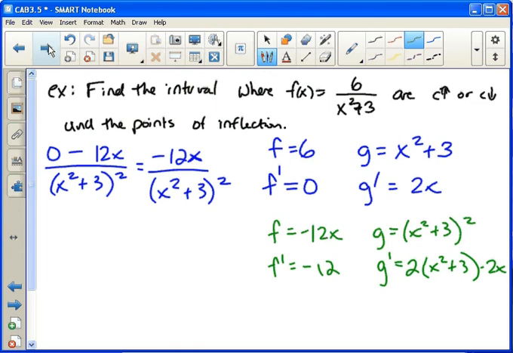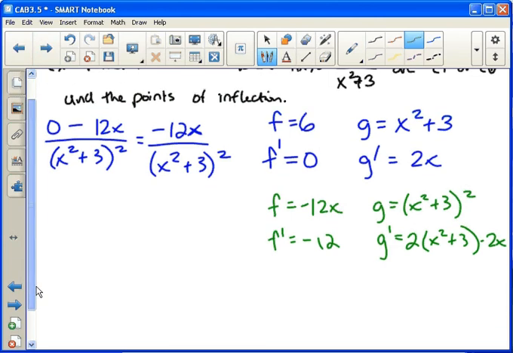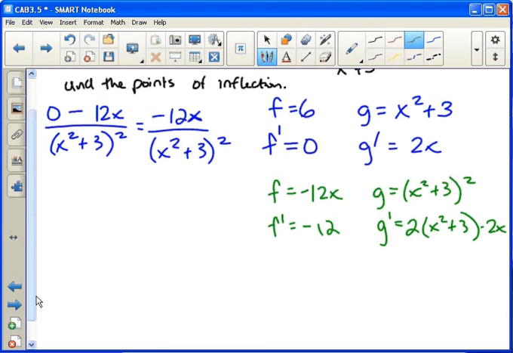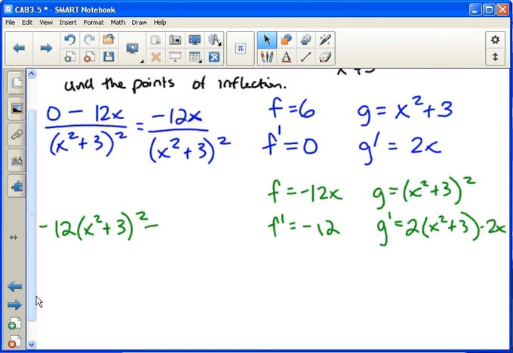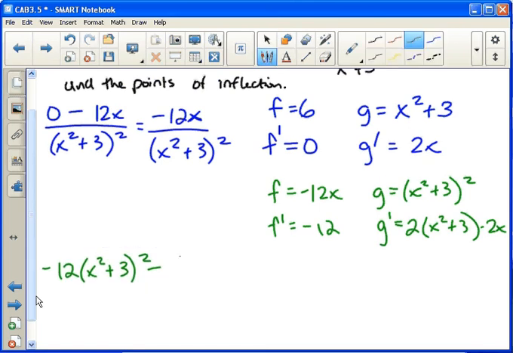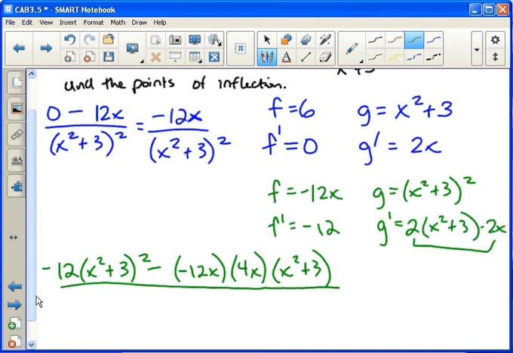Second derivative here. Negative 12 times x squared plus 3 squared minus, I'm going to need more room, going to go ahead and move this down, f times g prime. So we get negative 12x times, I'm going to go ahead and combine these, 2 times 2x is 4x, and then x squared plus 3, all divided by g squared. So since that squares a squared, we end up to the fourth.